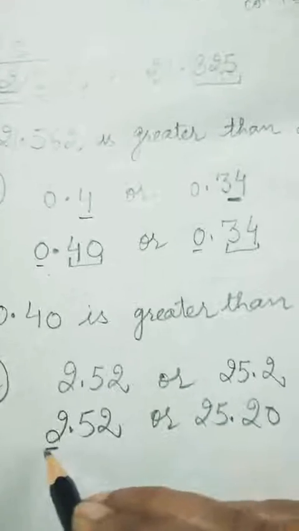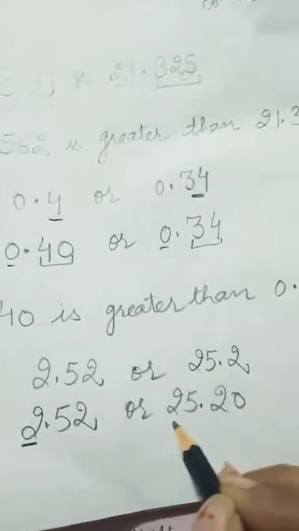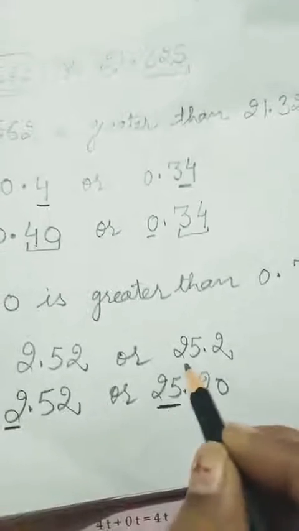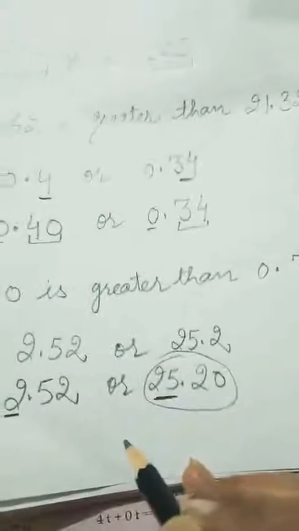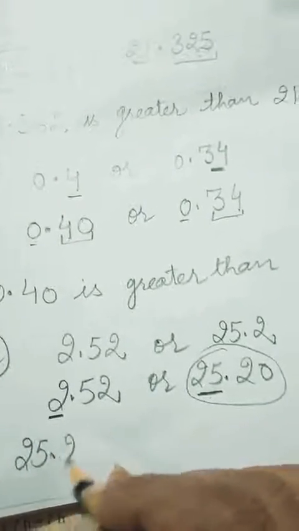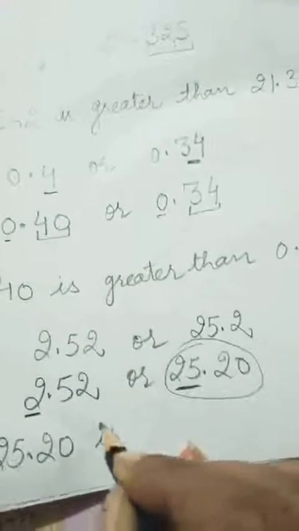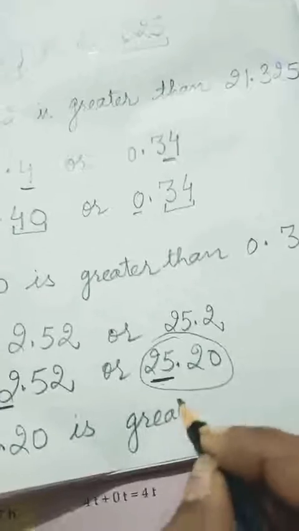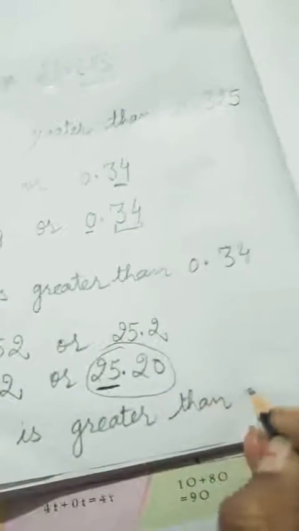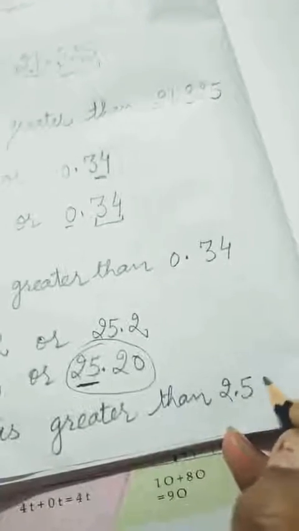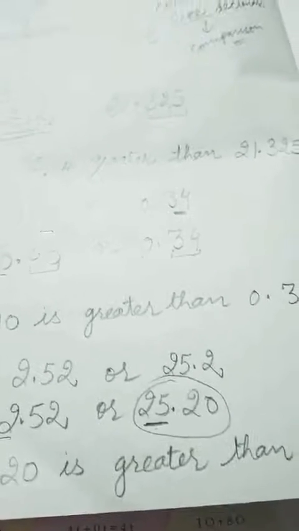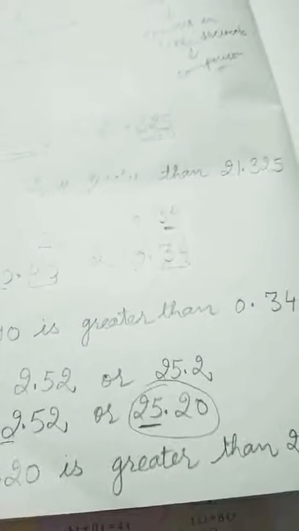Yes, after that we have to do comparison. Firstly we will compare whole part. Here it is 2 and here it is 25. Which is greater? 25 is greater, so this decimal number will be greater. So here we will write 25.20 is greater than 2.52. Yes, in the same way you will do F part.